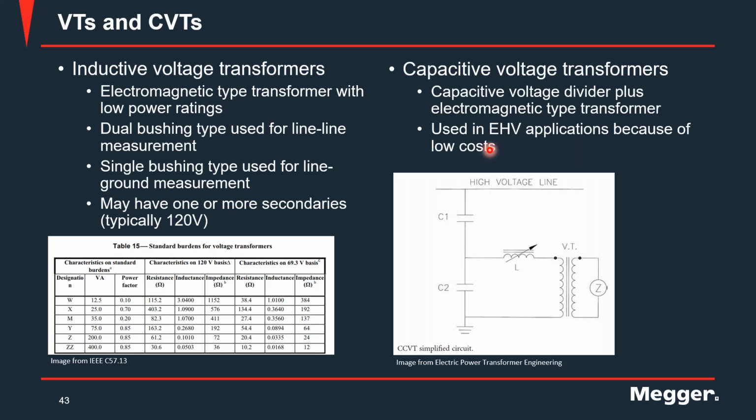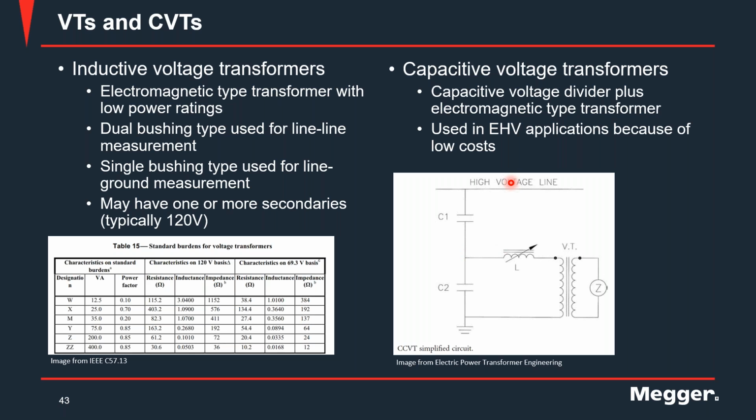What it shows you here is the burden. If you look at the nameplate, you may see this designation. You may see a W or a Y or a Z. What does that mean? W, for example, means that this is the burden associated with it, based on whether the secondary winding is a 120 volt winding or a 69 volt winding. Those letters tell you about the burden that it's suitable for.